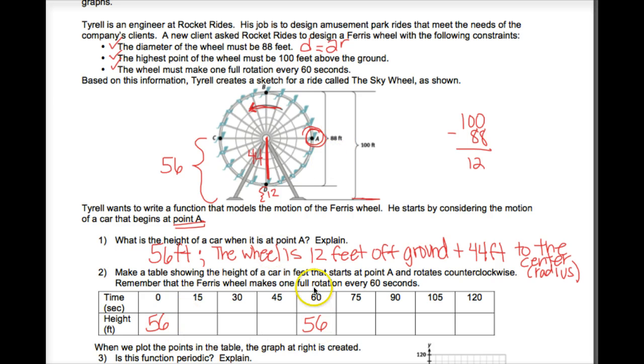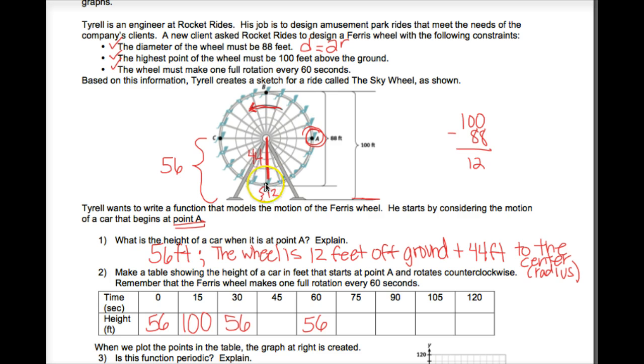If every full rotation is 60 seconds, that means moving from one point to the next labeled point is going to be 15 seconds because we got 15, 30, 45, 60 seconds. So 15 seconds in, we would be at point B. The height of point B, because it's the top point, is going to be 100. At 30 seconds, we would rotate to point C, which is on the same line as point A, which is 56 feet above the ground.